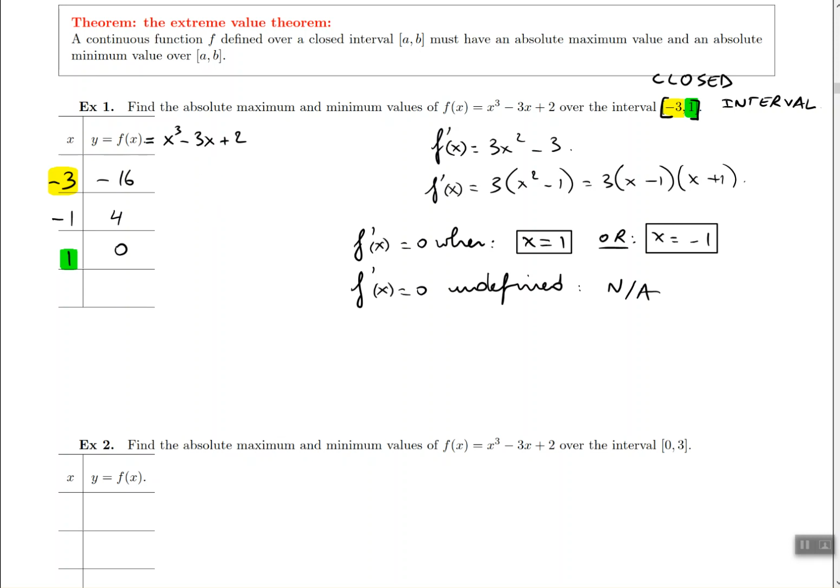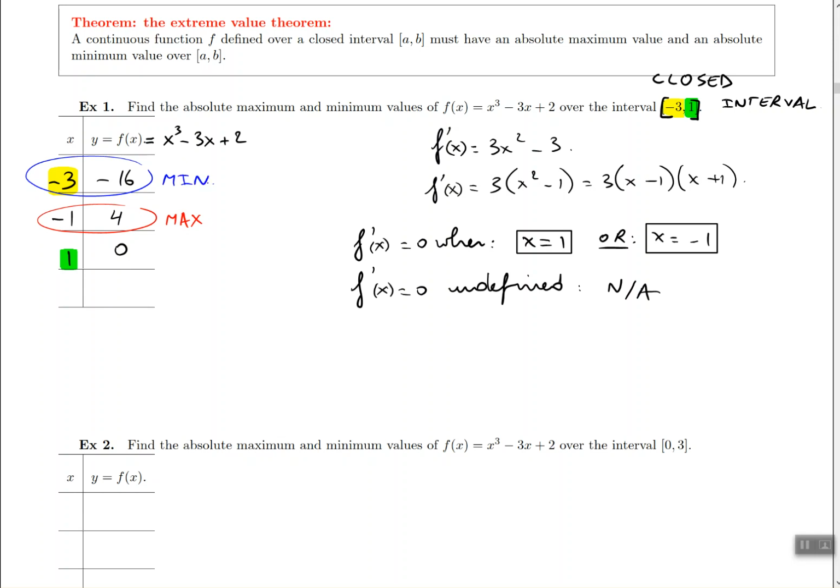So now we're basically finished. All we have to do is look at the -16 and 4 and 0 and decide who's the biggest number, who's the smallest number, and that's basically it. So -1 gave me 4, and that was the biggest number out of the 3, so we're going to call that the maximum. -3 gave me -16, that was the smallest number, so we're going to say the minimum is at -3.